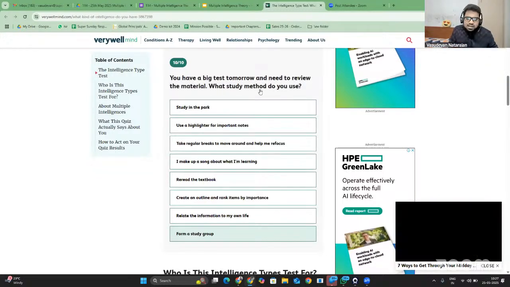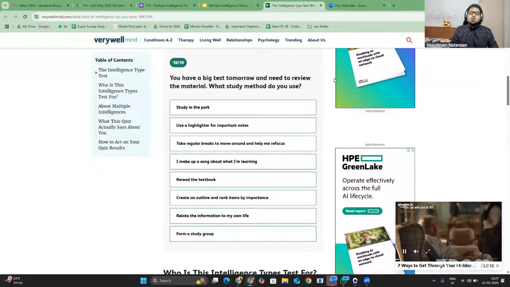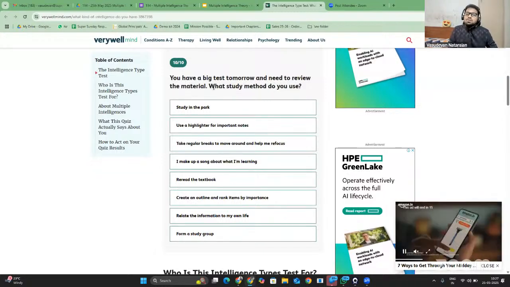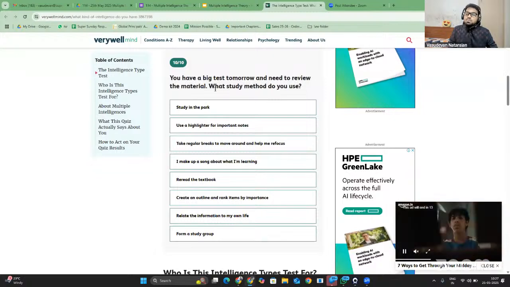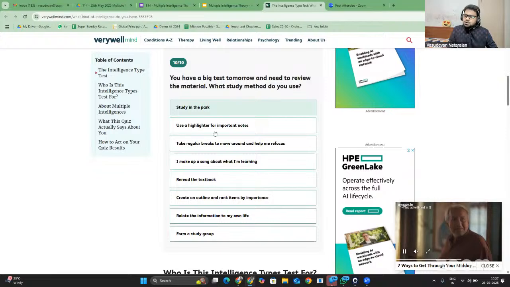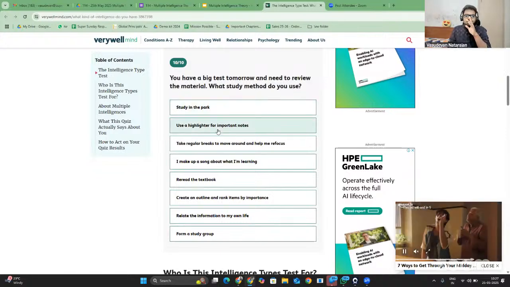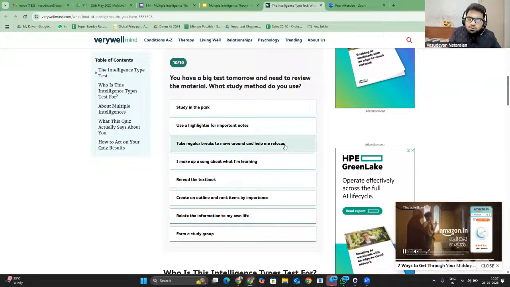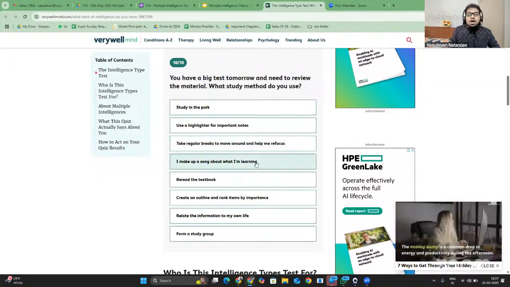So I do that. You have a big test tomorrow and need to review the material. What study method do you use? Okay, it's more like revision sort of a thing, right? Study in the park. I like to do that. Use a highlighter for important notes. No, not right now. I would have already done that. Take regular breaks to move around, help me refocus. Oh, that I do. I make up a song about what I'm learning. How many of you do this? I do that a lot.